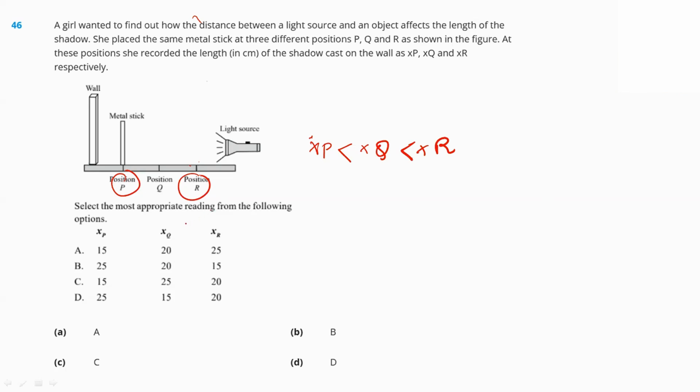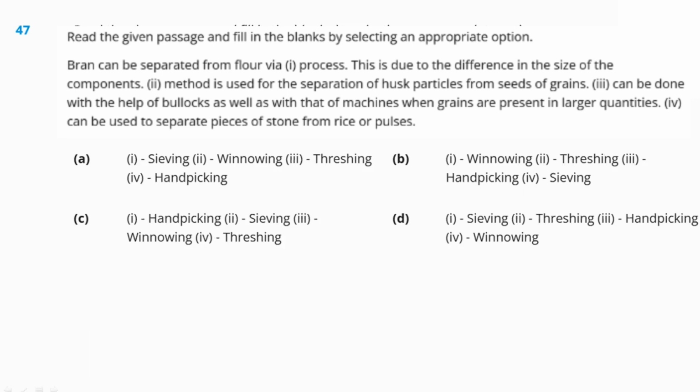So our answer is XP is 15, XQ is 20, and XR is 5. So you see that there's a gradual increase from XP to XQ and XR. Why? Because the distance is also increasing, as the object is moving away from the screen, that is, the wall. So option A is our right answer for this question. Now we will move on to the next question.